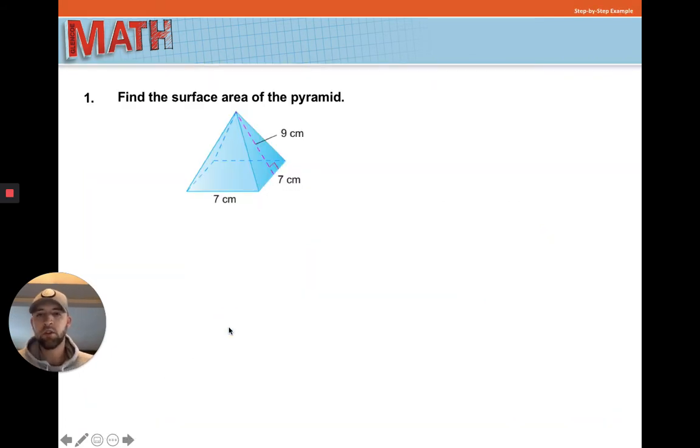All right, let's go ahead and try one here. They're going to walk us through this, then we'll do one, and then they'll walk us through another one, and we'll do another one together. Okay, so this is find the surface area of the pyramid.